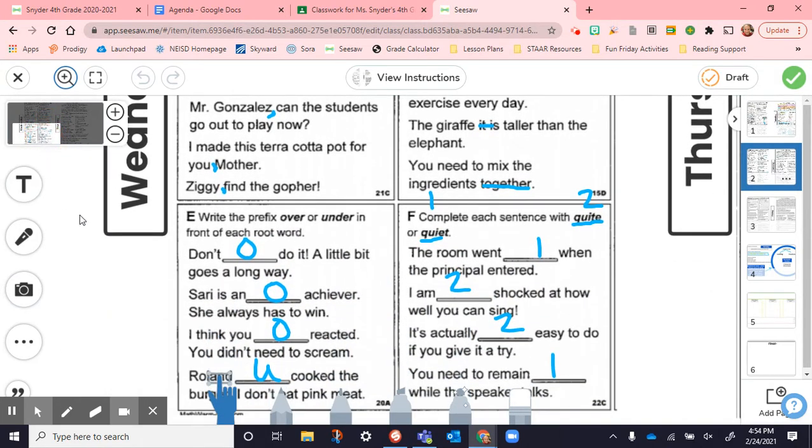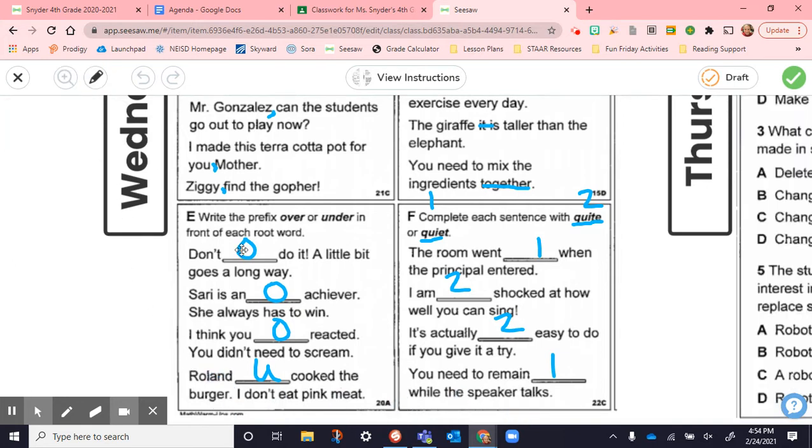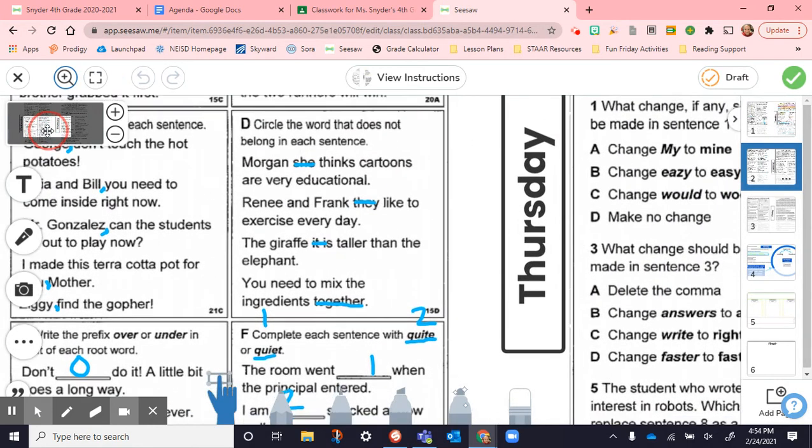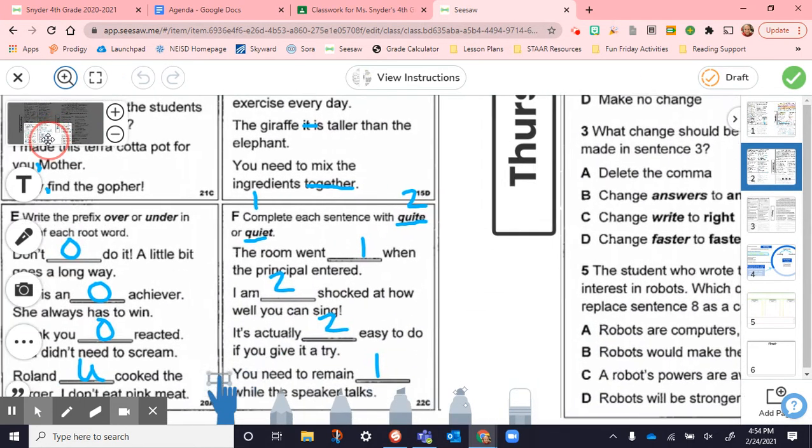Here we used over and under. So this is using the correct prefix. So don't overdo it. Sarah is an overachiever. I think you overreacted. And then Roland undercooked the burger. So making sure you have the right prefix there.